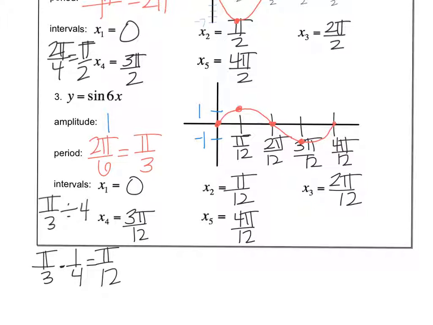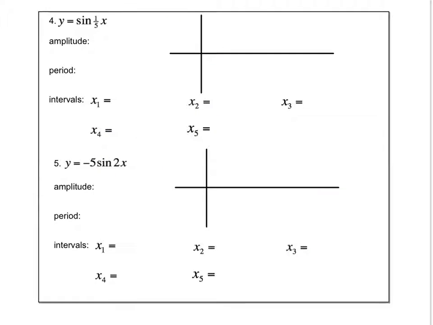Do we do one on our own? Not yet. I'm going to do the next one together. Wait, so it's the amplitude. Number 4. Oh, it didn't move.